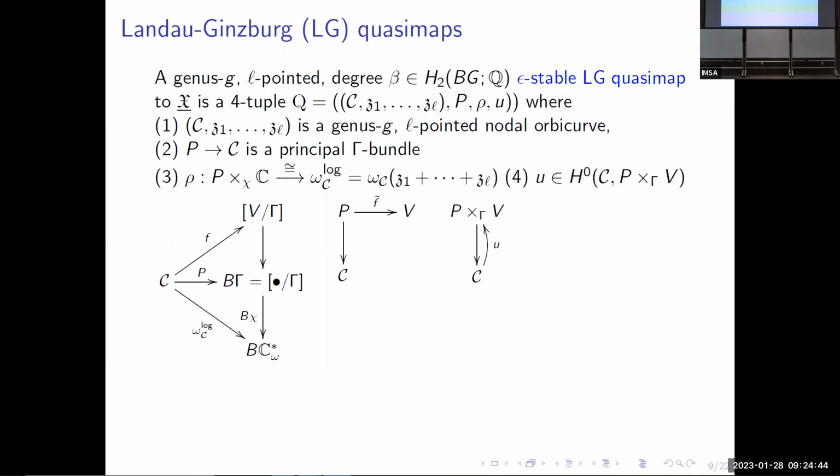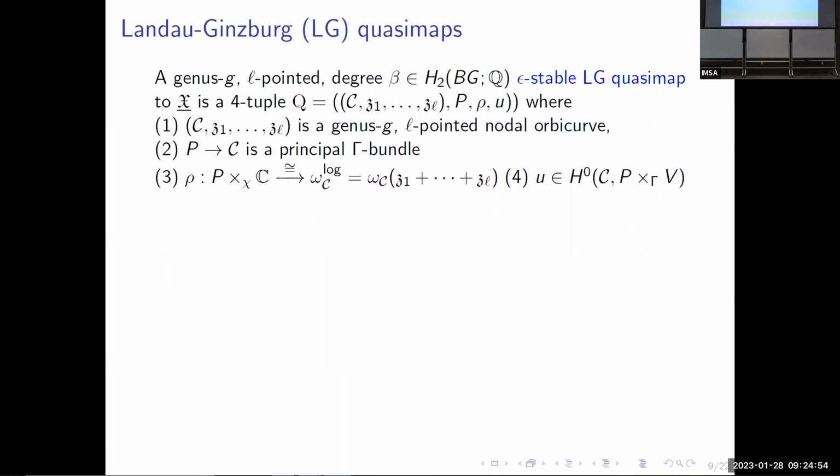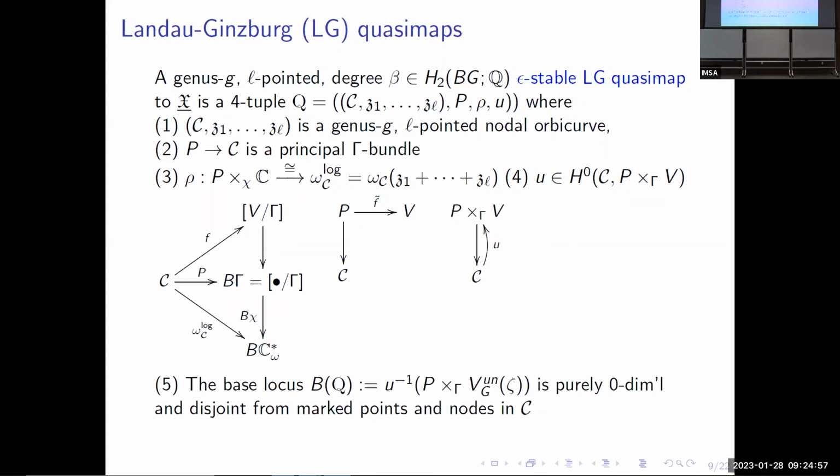or equivalently a section U of the associated vector bundle. So we can think that this will in particular give us a map from the curve to V quotient by gamma. The final condition is, so the first line is the pre-stable condition that the base locus, which is the part that goes to the unstable locus, is only finite and disjoint from mark points and nodes. In particular, the mark point cannot go to the unstable part, so we will have an evaluation map into the inertia stack of the GIT quotient stack.